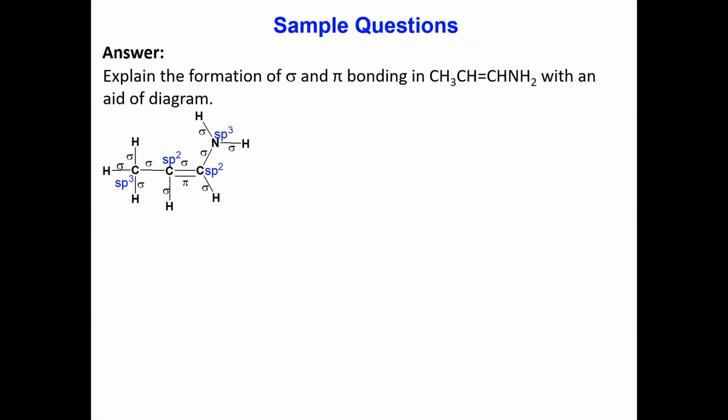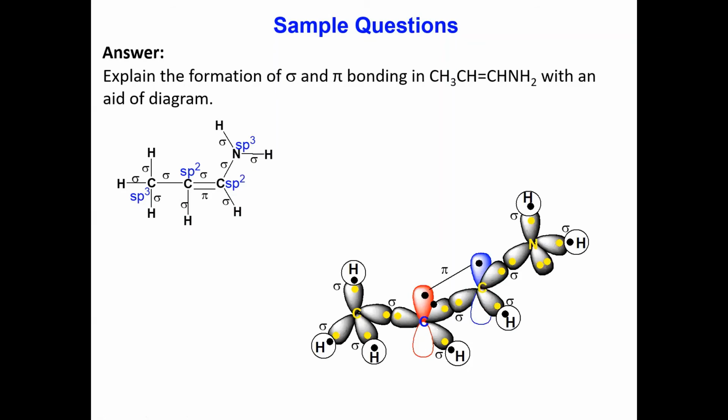Explain the formation of sigma and pi bonds in this compound with the aid of the diagram. So we know for this diagram what the hybridization is, and we can actually draw the hybridized orbitals in the diagram as shown. For carbon, we'll draw sp3 hybridized orbitals, and there's an overlap with the hydrogen 1s orbitals.